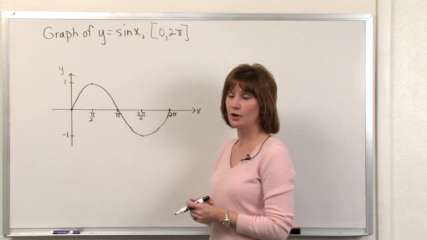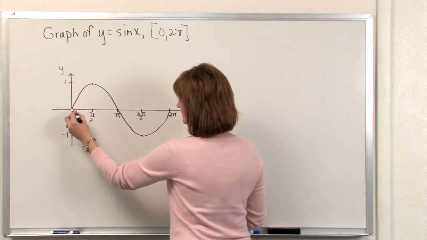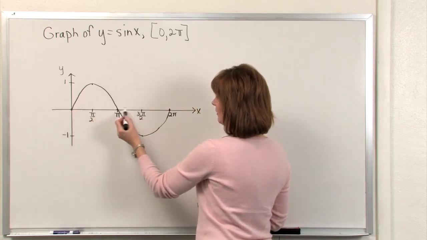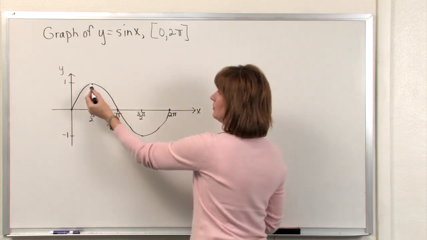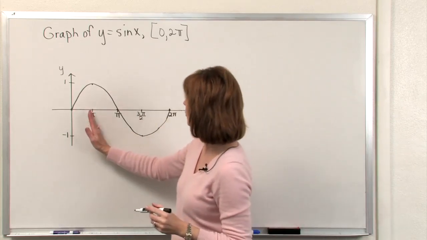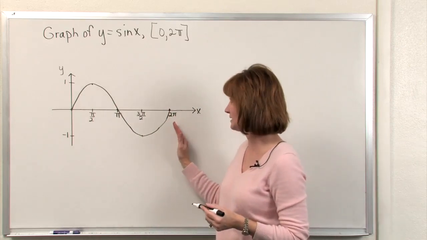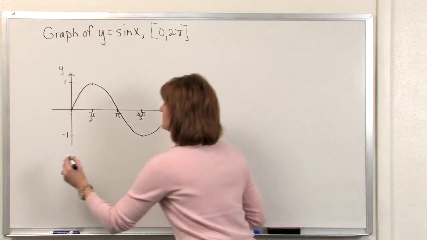Those important points occur at the x-intercepts and the y-intercept, which of course is the same in this case. So I've got the x-intercepts and then the points where the relative max and the relative min occur. Notice that these points occur at 1/4 of the period, so we call them quarter points. Let's list the quarter points.